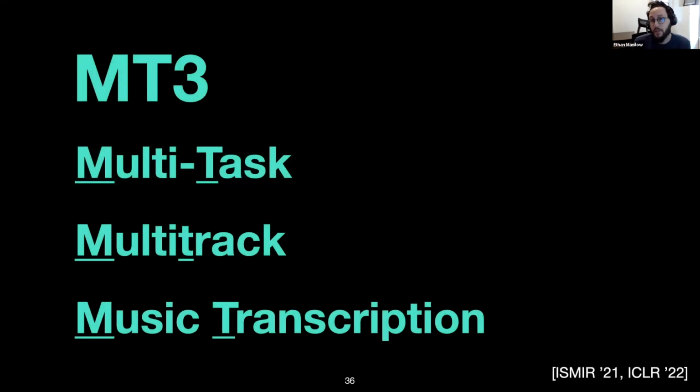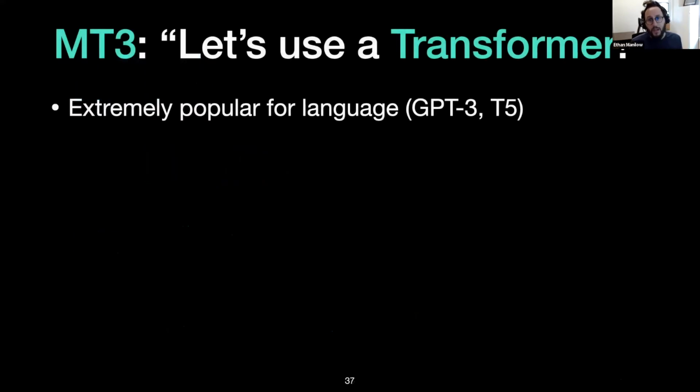This project is led by Josh Gardner and Ian Simon at Magenta. MT3 stands for multitask, multi-track music transcription. And one of the ideas behind MT3 is to use an encoder-decoder transformer architecture. Transformers are a neural network architecture used for generative modeling, most commonly on language tasks, but they're also starting to see use in vision and audio tasks. And probably the most famous example of a transformer is OpenAI's GPT-3 language model.